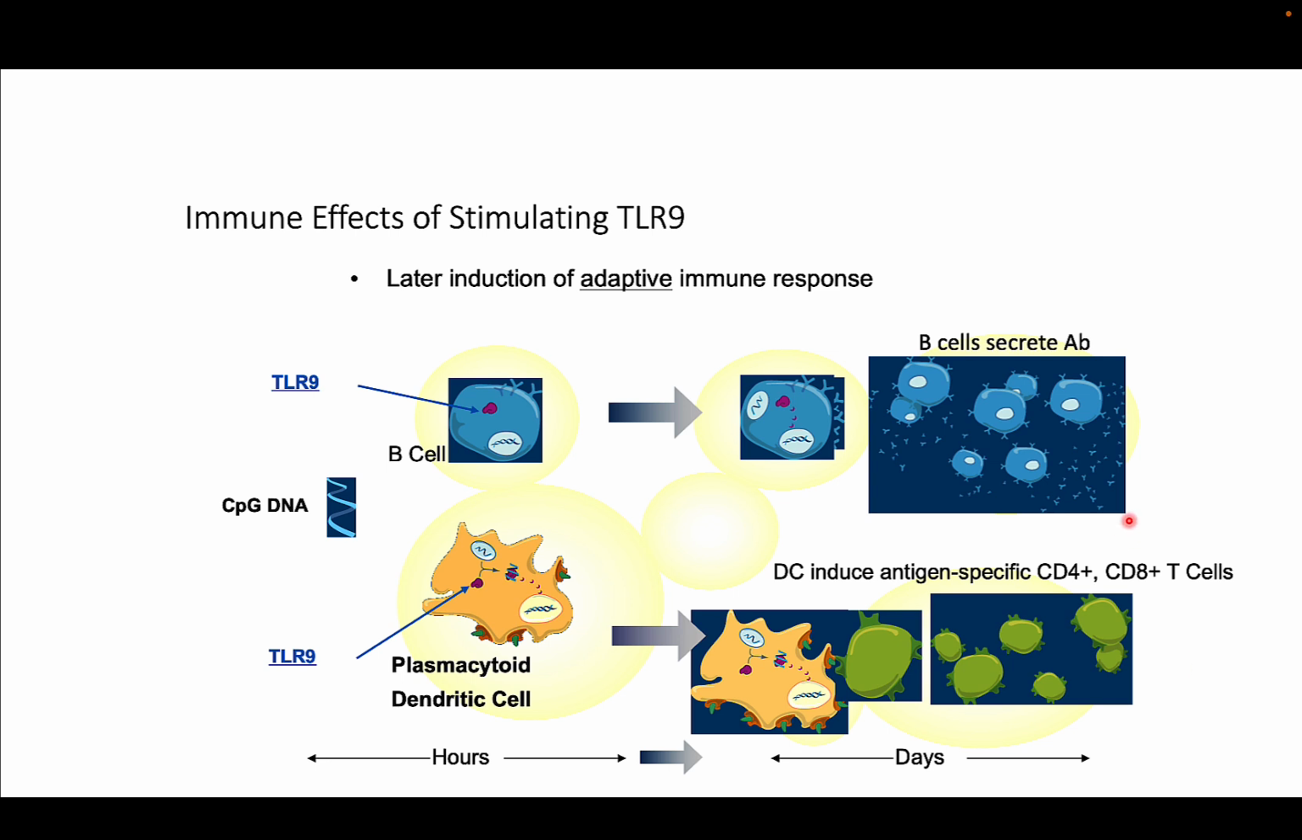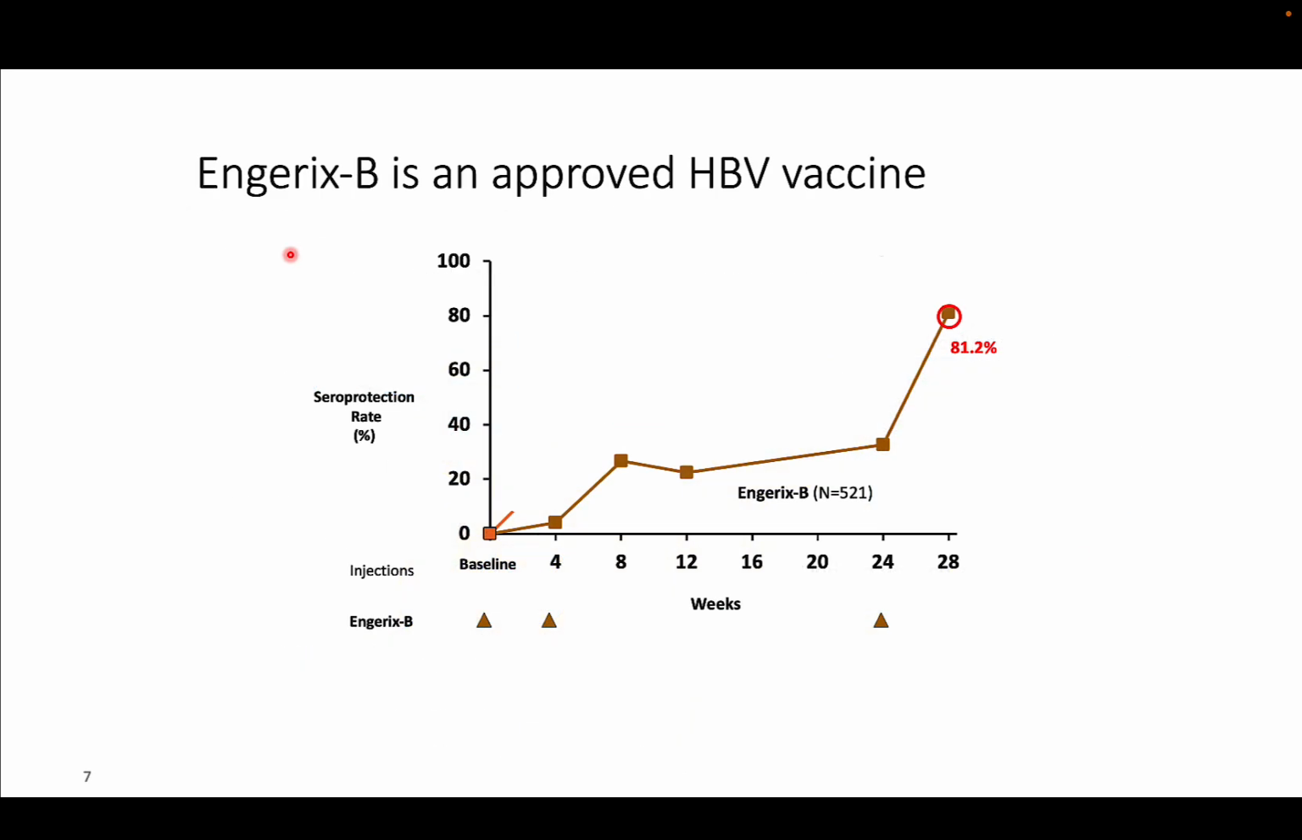So let's talk about using a CpG DNA to enhance a vaccine, where you really want to maximize the antibody response to the vaccine. How well does this actually work to improve a real vaccine? And the first case where this was tried was with a hepatitis B vaccine called Engerix B, which is an approved hepatitis B vaccine. Engerix B uses an adjuvant called alum, or it's a type of aluminum salt that was developed 100 years ago to enhance immune responses.